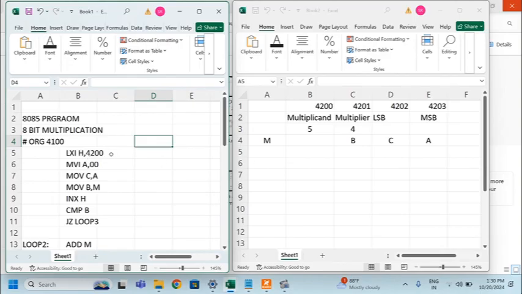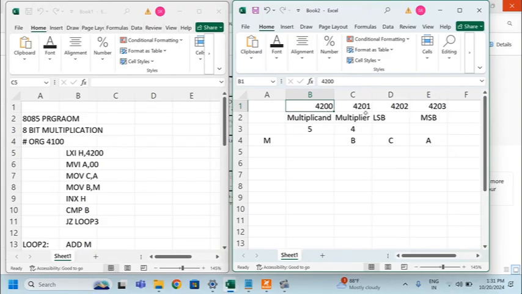Now let us understand where the inputs are stored. Two numbers are there. One number is the multiplicand, stored in memory location 4200. The second number is the multiplier, stored in memory location 4201. The result may be a 16-bit number based on the input given, because when we multiply two 8-bit numbers, a maximum of a 16-bit number is possible.